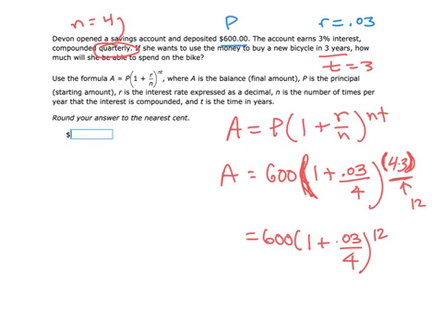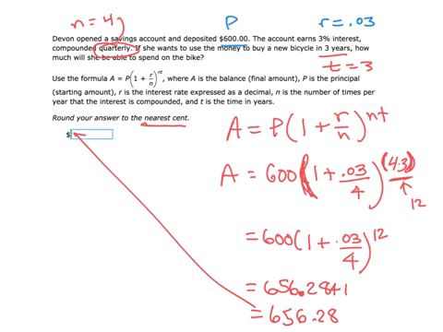So the answer I get is $656.2841. So, of course, as always, we're going to round to the nearest cent. So to the nearest cent, that is 656.28, which I would type in right there.